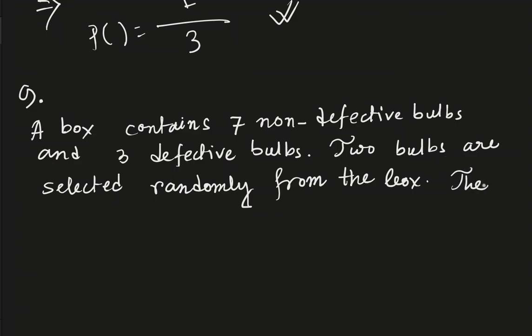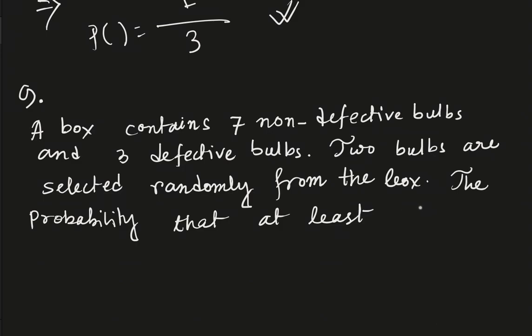The probability that at least one bulb is defective. What is the probability? What is the probability that at least one bulb is defective?